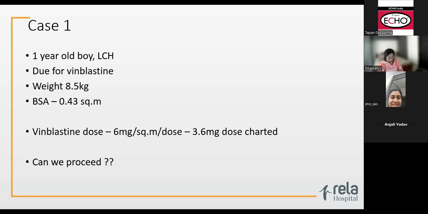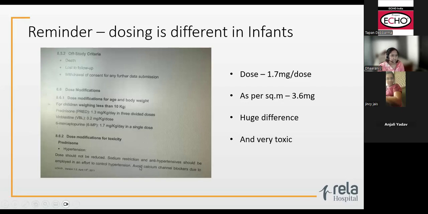Somebody has said the dose is 2.58 mg. Can you please tell how it is? Mohit Kumar, right? So what we need to understand is, whenever it comes to extremes of weight, most of the protocols will say that for all the babies weighing less than 6 months, or babies weighing less than 10 kg or 12 kg, the dose is usually mg per kg. And in older children, it is usually as per the meter square.